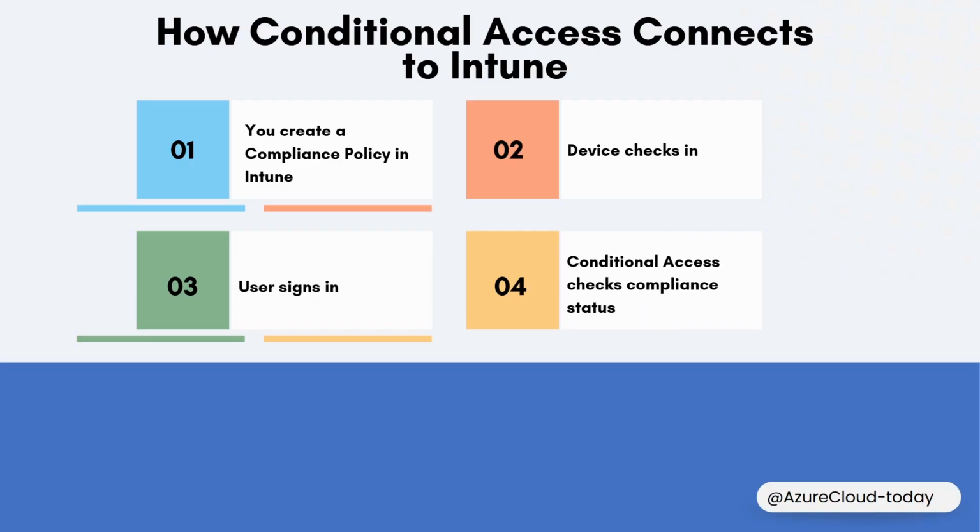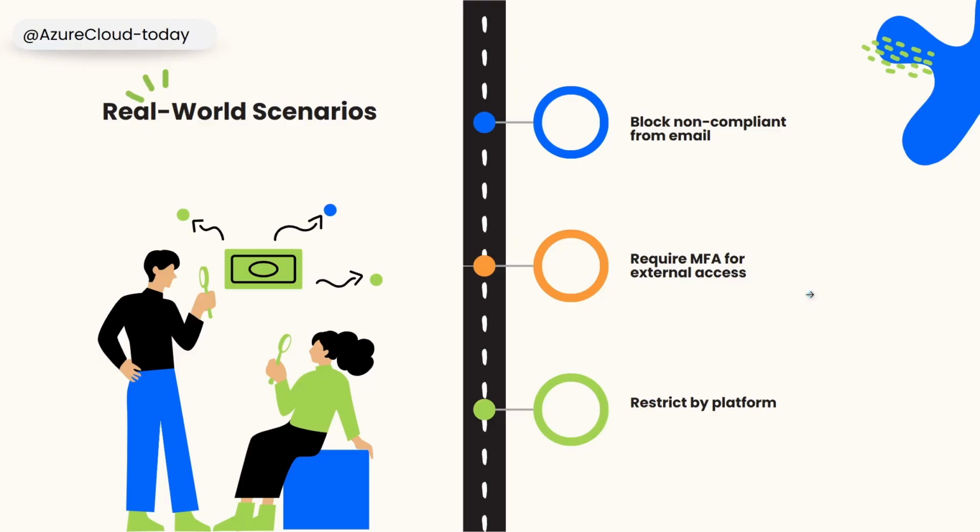Do note that conditional access policy on its own cannot check whether a device has the minimum required OS, or if the device has a passcode, or if the device is encrypted. It relies on Microsoft Intune to provide that information. This is why compliance policy and conditional access policy are always used together in the real world. Let's look at some real world scenarios so that we can understand this even better.